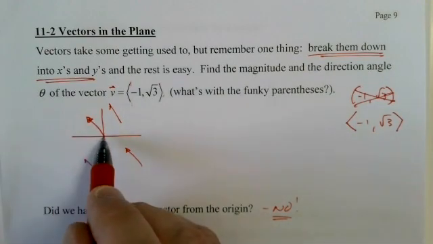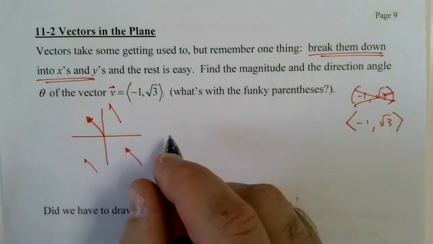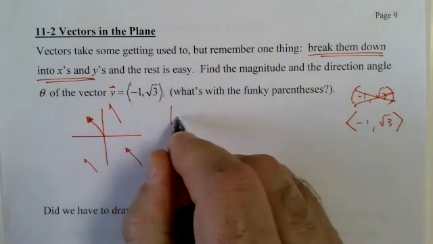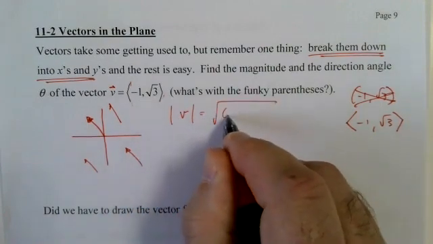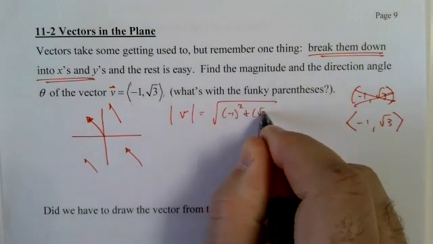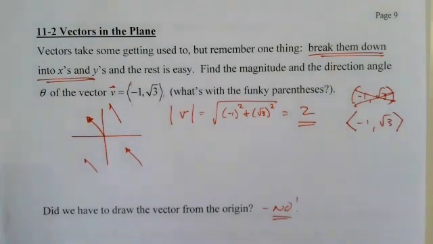How do we find magnitude? Well, how do we find the length of this? That's pretty straightforward. It's the square root of -1 squared plus √3 squared, which last I checked is 2.